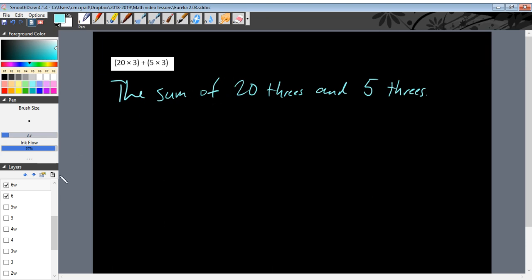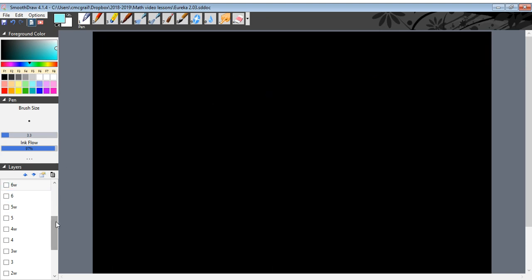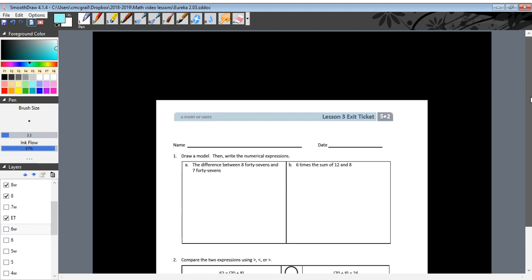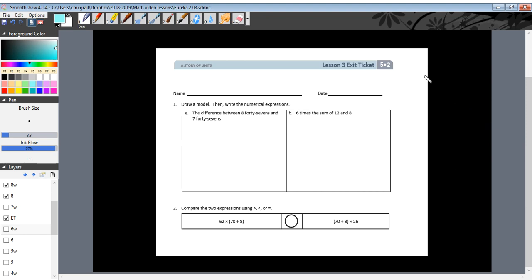That part doesn't matter. Okay, for your exit ticket, which you will find in your Learn book, go ahead and see if you can answer all of this. Question 2 here is a bonus question, so don't worry if you're having a hard time with that one. Focus on writing the numerical expression from the words. Good luck, and I'll see you next time.